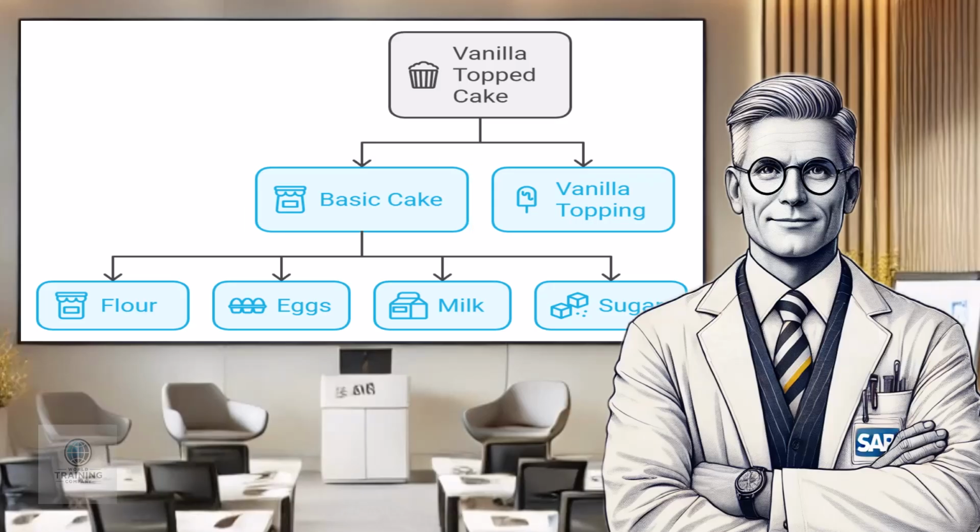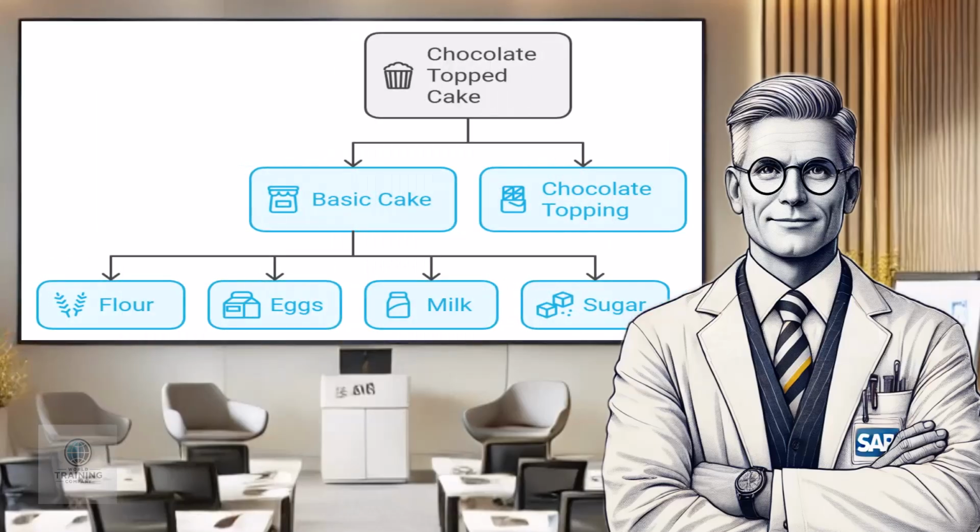This creates a multi-level BOM structure. The semi-finished basic cake becomes a component within the BOMs of the finished products. This setup allows SAP to efficiently manage dependent requirements planning and cost calculations. For example, when planning the production of the chocolate-topped cake, SAP will review its BOM, identify the semi-finished basic cake as a component, and automatically explode the BOM of the basic cake to ensure all required ingredients are accounted for.